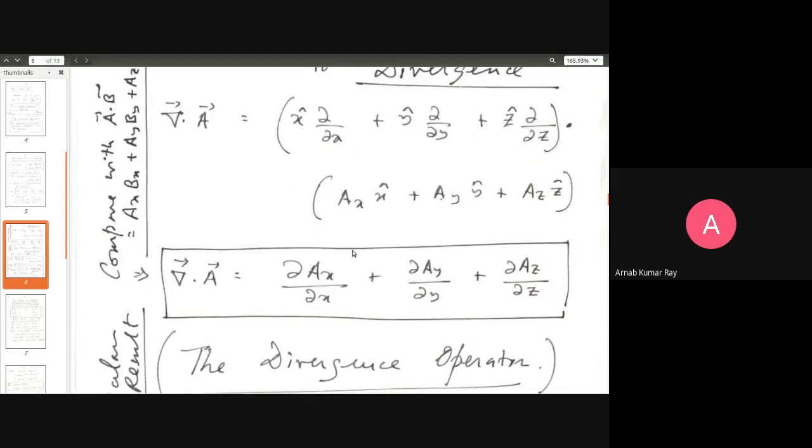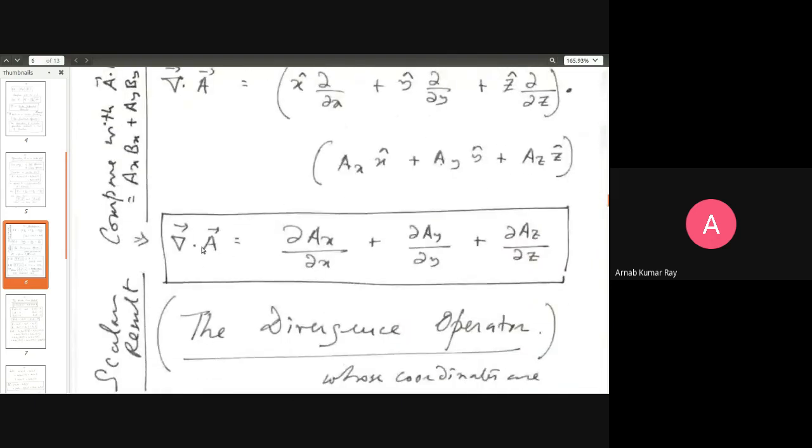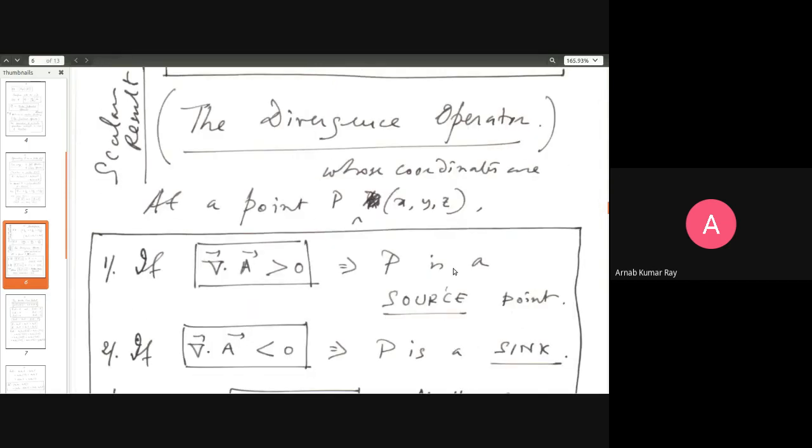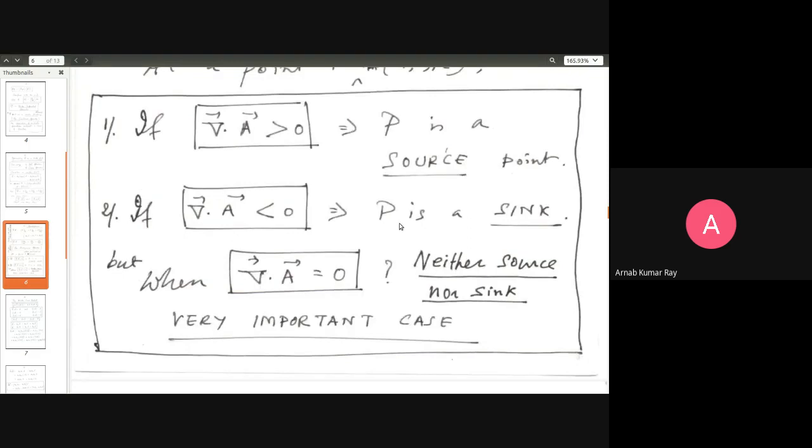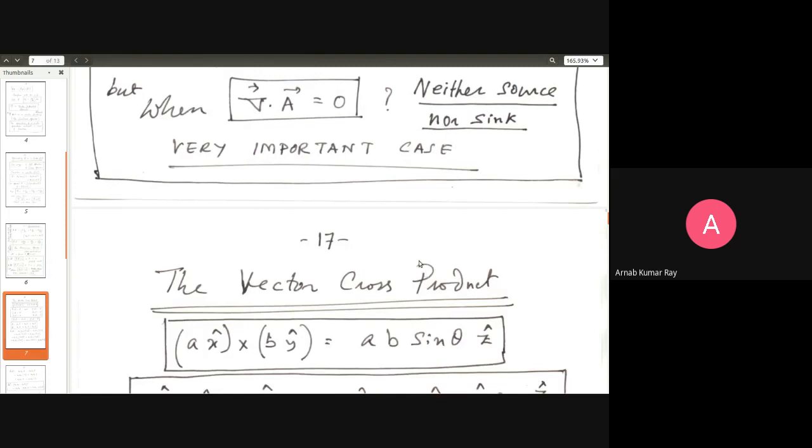So then we talked about the divergence operation. Divergence of a vector is given by this formula we talked about. You also worked on some tutorial questions. Today I'll take up these things in greater detail. If at a particular point divergence of A is positive, you call that point a source point. If at a point the divergence of A is negative, you call that a sink. And when divergence is neither positive nor negative, and there's only one number that satisfies this condition, which is 0, then you have neither a source nor a sink.